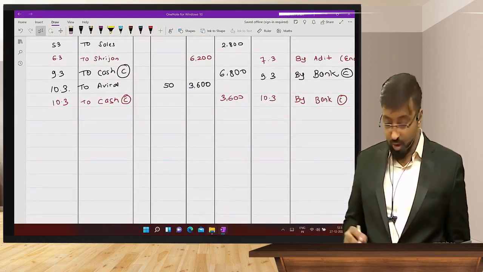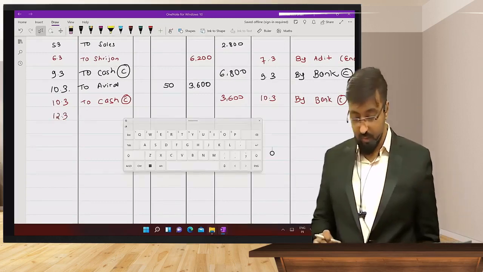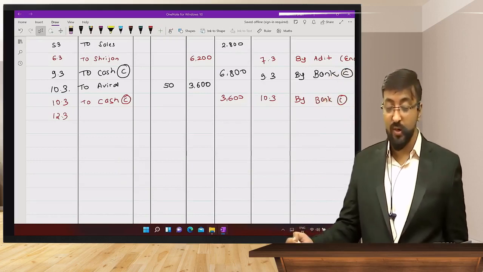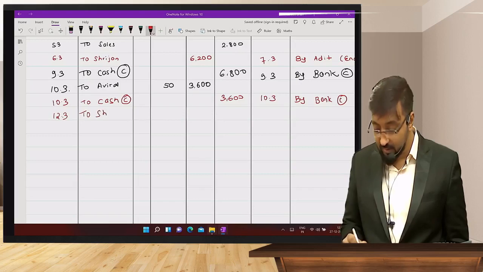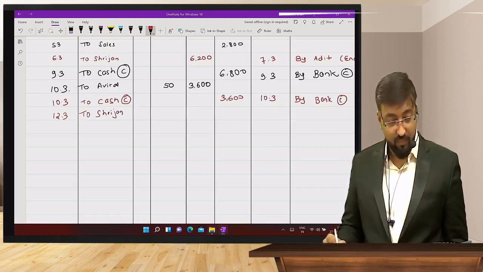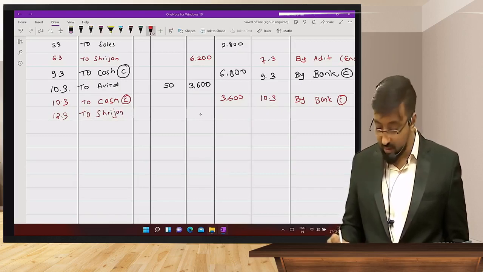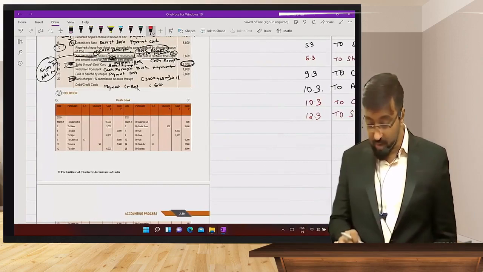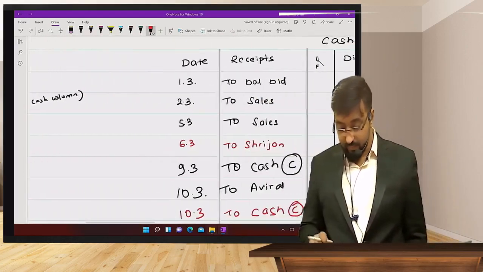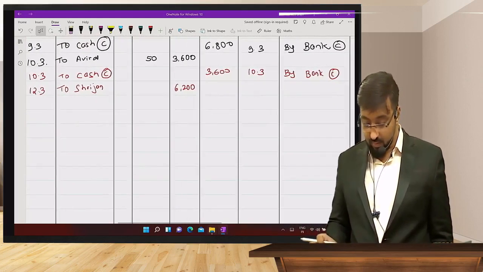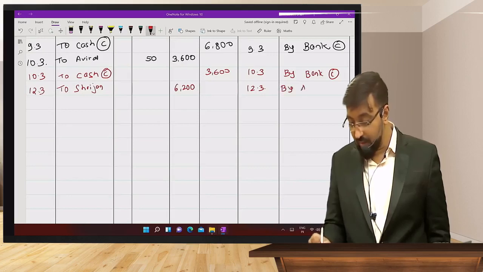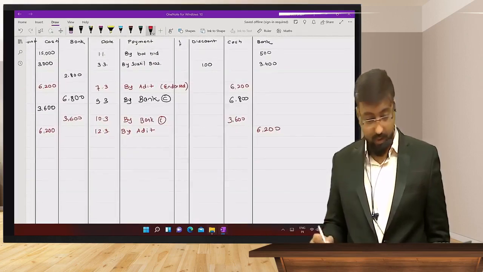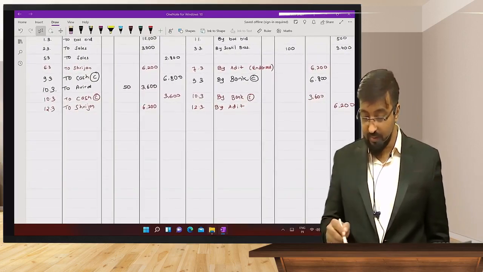Now once again, 12th March, red pen only. Check dishonor entry, we are going to pass. In the cash column, what is the amount? 6200. Now 6200, you got it from entry number 6. You will take reference of entry number 6. Correct? And on the same line, 12th March, you are paying Adit by what? Bank. 6200. Easy?